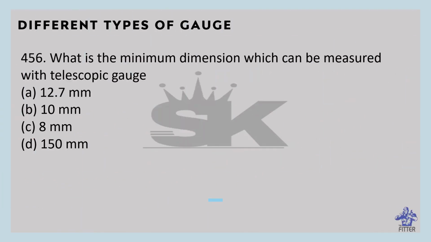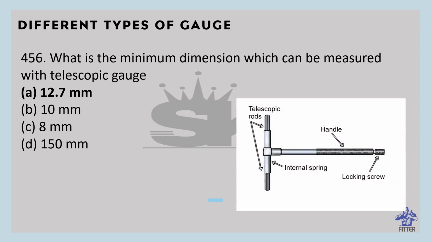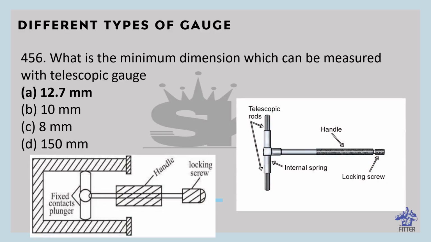What is the minimum dimension which can be measured with a telescopic gauge? That is 12.7 mm. So you can see here in the image, that is the telescopic rod. And here this is how the telescopic gauge enters into the hole or a slot or a bore.